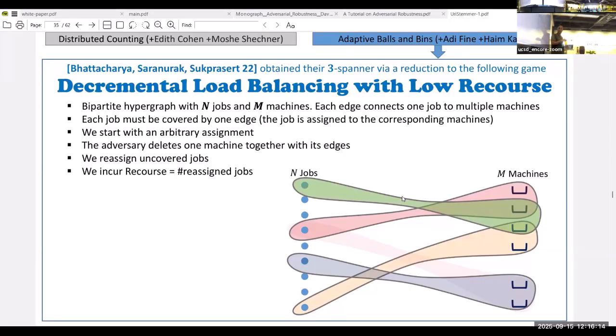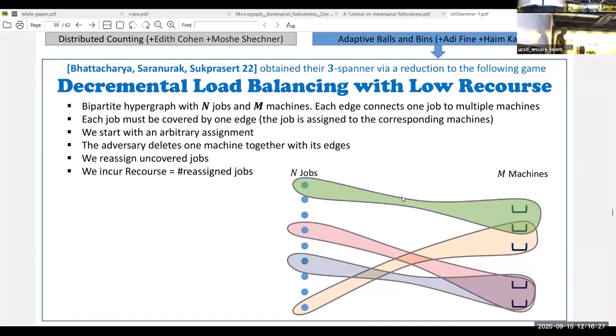I chose different hyperedges for them. They are covered now. Now the adversary sees the current picture, decides on the next machine to kill, and kills it. Hyperedges that touch it go away. You need to recover this, and so on.